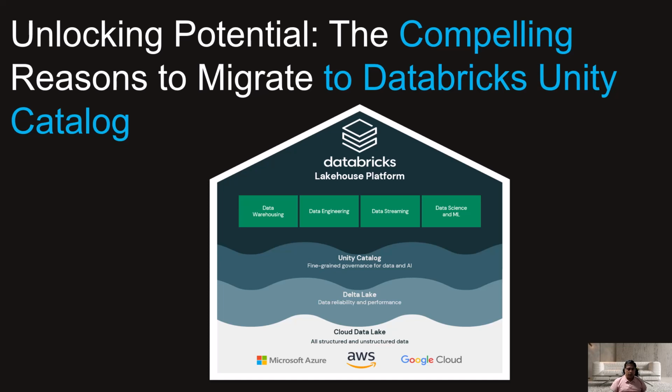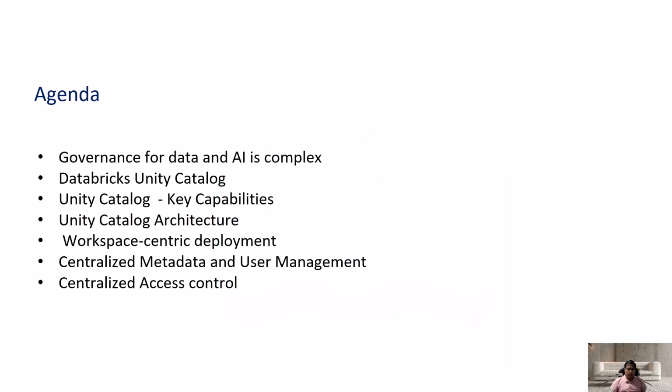Okay, unlocking potential, the compelling reasons to migrate to Databricks Unity Catalog. Here is the agenda. First, we are going to learn governance for data and AI and why it is so complex. Then we will learn about Databricks Unity Catalog, Unity Catalog key capabilities, and then its architecture. Then we will learn about workspace-centric deployment, how this workspace-centric deployment works in the current situation before Unity Catalog, centralized metadata and user management, and centralized access controls. And then we will wrap it up.